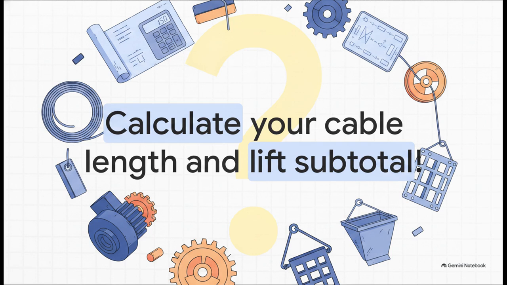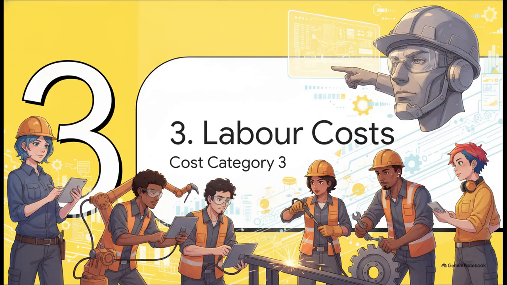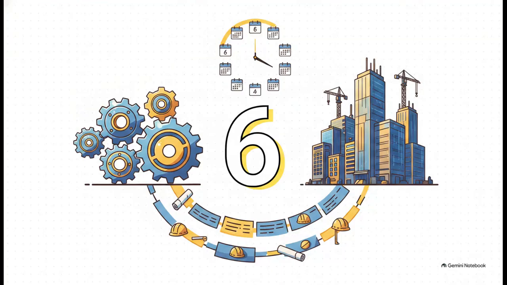Add all four together, and that sum is your lift component subtotal. Get to it. Machinery is sorted. Now let's move on to Category 3, labor costs. Okay, pay attention, because the absolute most crucial multiplier here is just one single number, 6.